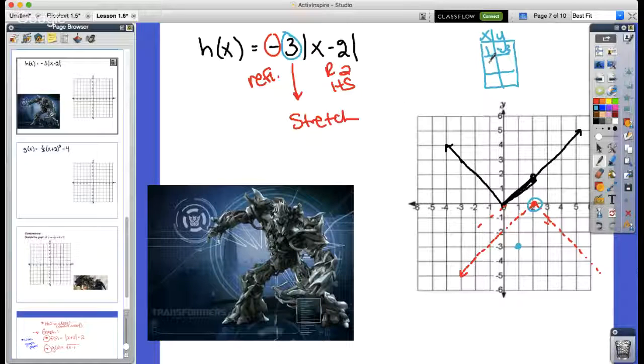Plug in 3. 3 minus 2 is 1. Absolute value of 1 is 1. 1 times -3 is -3. So (3, -3). So our graph should look something like what's in blue. Again, the red is correct if this 3 was not there, but because it is, then it would be skinnier on that side.